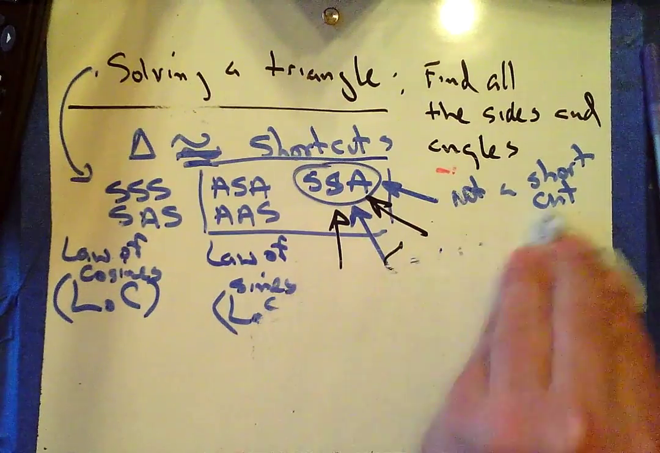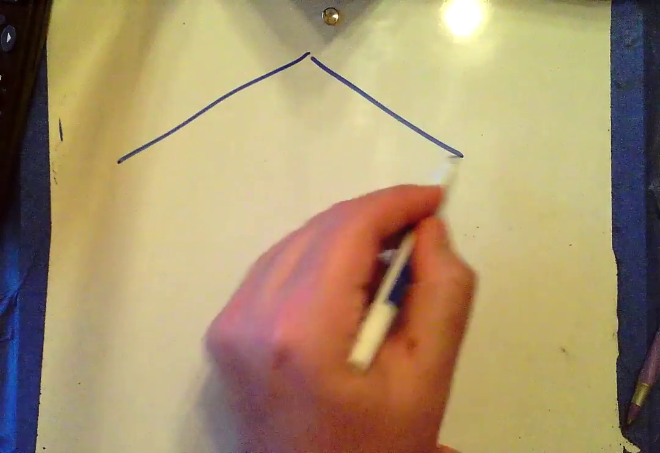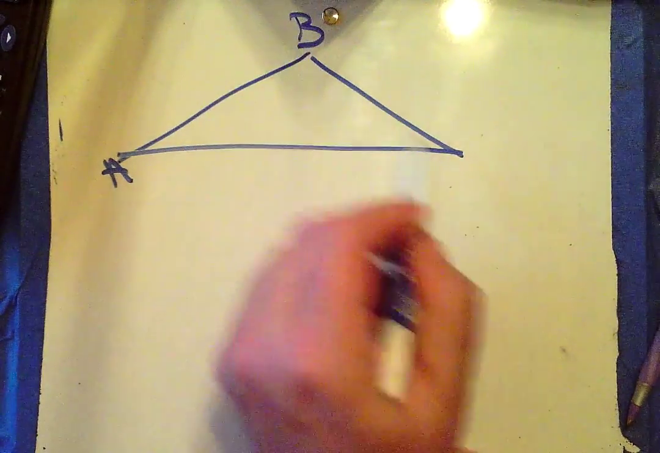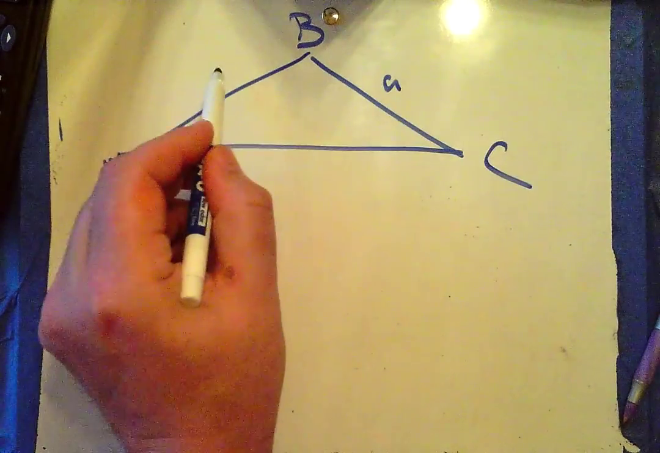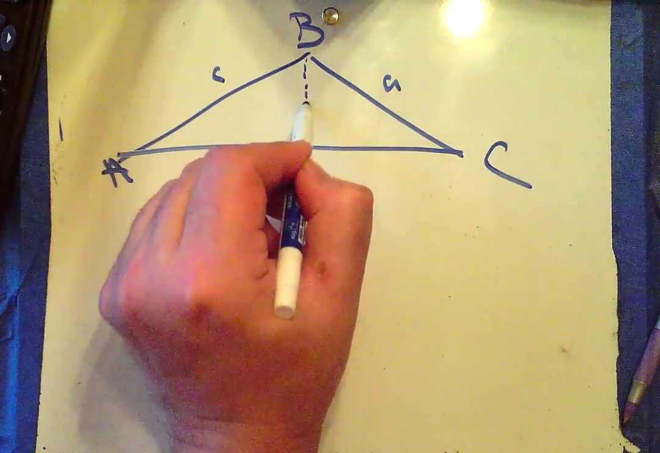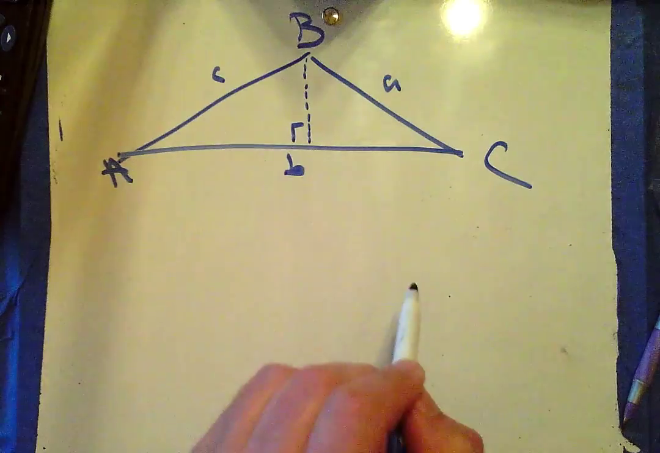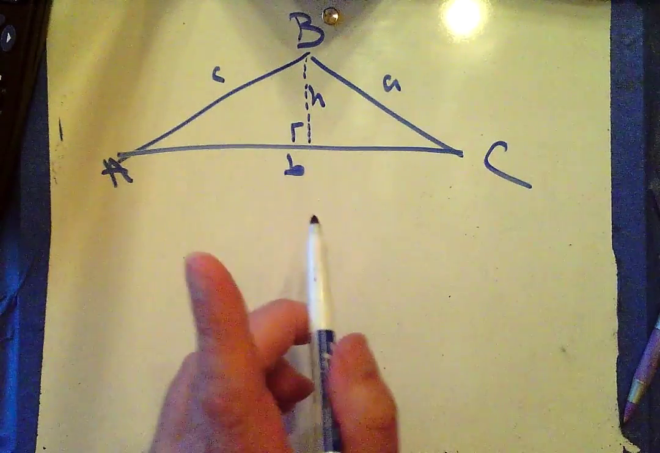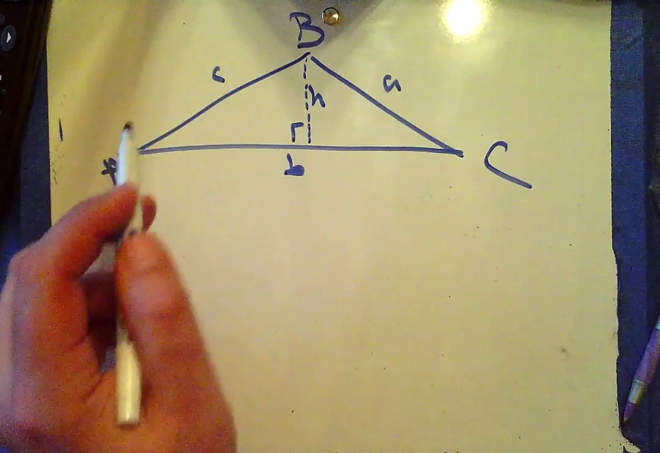So let's take a look at this thing called law of sines. Here's a triangle. I want to look at a non-right triangle: A, B, C, little a, little c, little b. And I want to draw in this height. Now, where do I go from here?